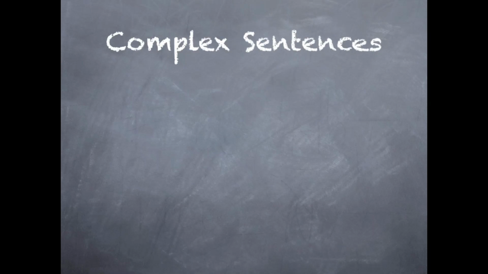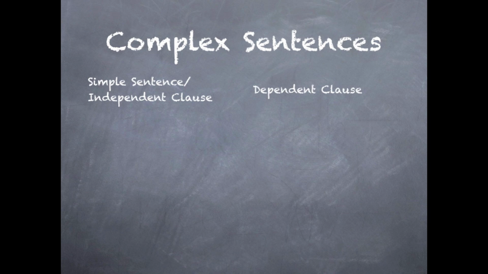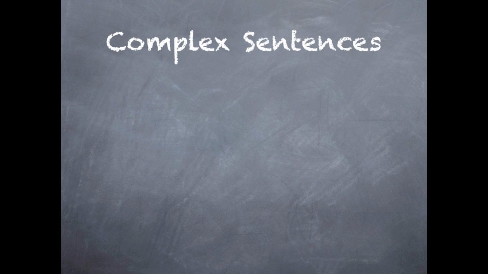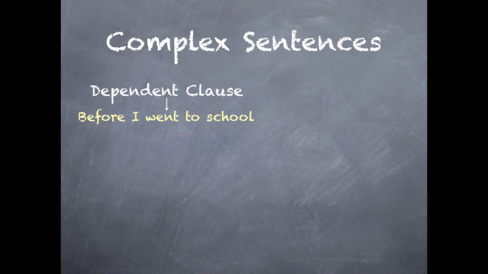Now moving on to another type of sentence, complex sentences. Complex sentences consist of one simple sentence or independent clause and a dependent clause. A dependent clause is a clause that cannot stand alone, so it must be combined with an independent clause to create a complete sentence. Dependent clauses are formed when using subordinate conjunctions, such as after, although, because, before, since, until, when, and where.